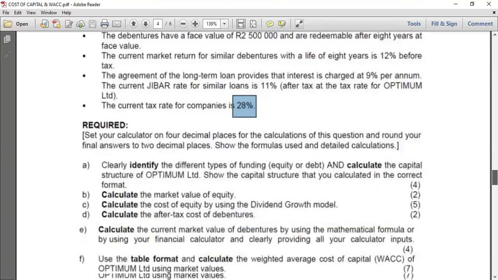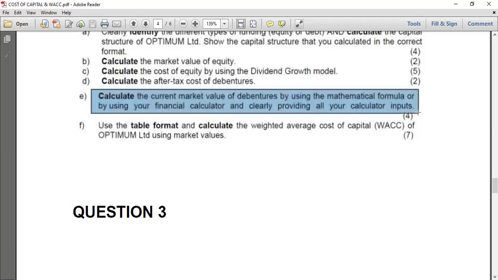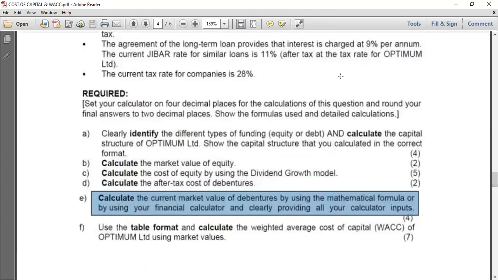Then the current market value of the debentures, by using the financial calculator or the mathematical formula. Last time we used the mathematical formula. So maybe today we can change, we can use the financial calculator. When using the financial calculator, you have to find your parameters.